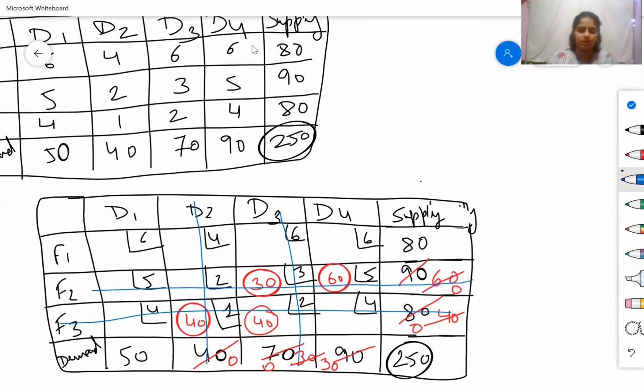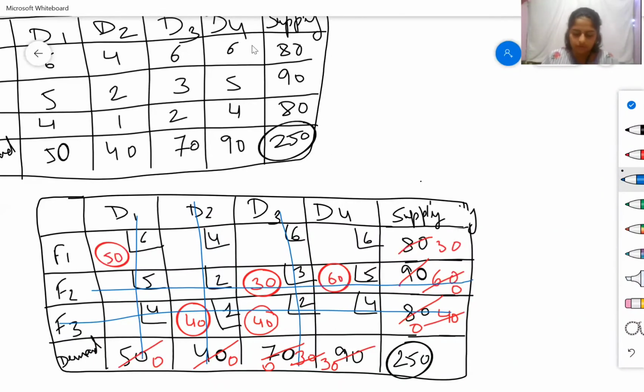Now we are remaining with only D1 F1 and D4 F1. Here, which is the lowest, we have 6 and 6 on both sides, but we have to see where the maximum allocation can be done. Where can it be done? 50 or 30. 50 is the maximum demand here. So we will allocate D1 F1 first. So 50, we did allocation here. We cancel this out. It became 0. And this here became 30. Now we will cancel this column.